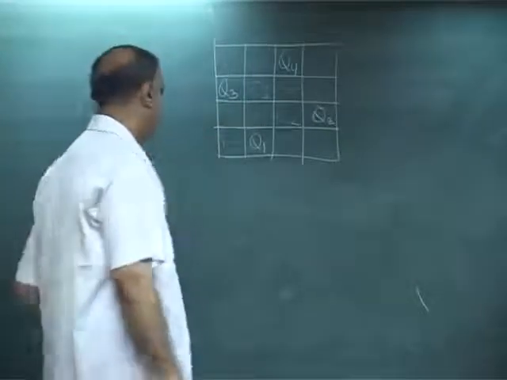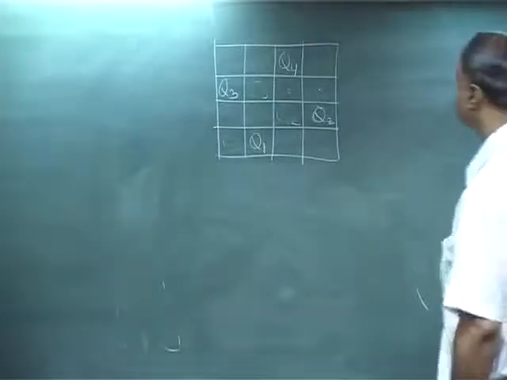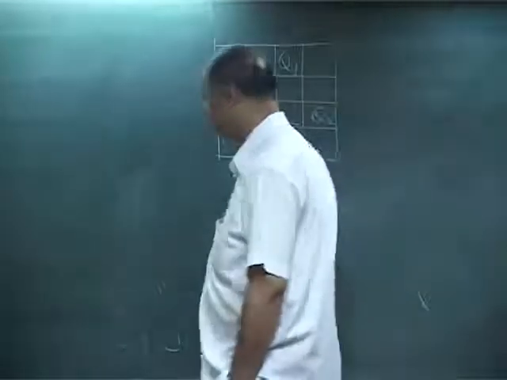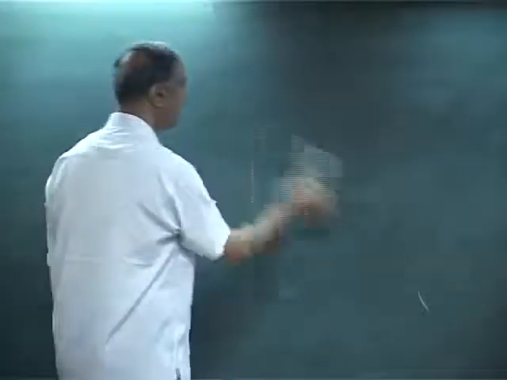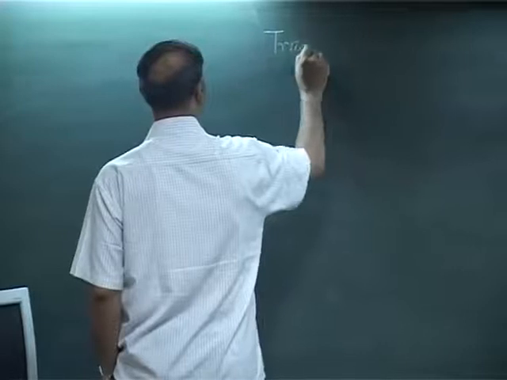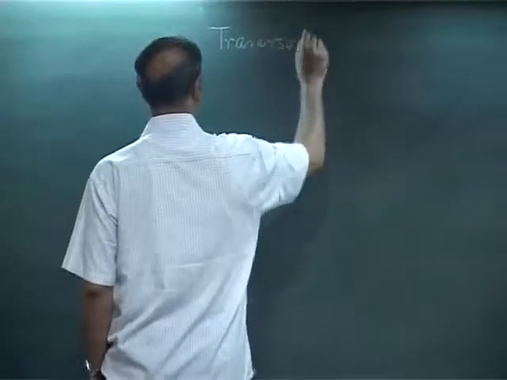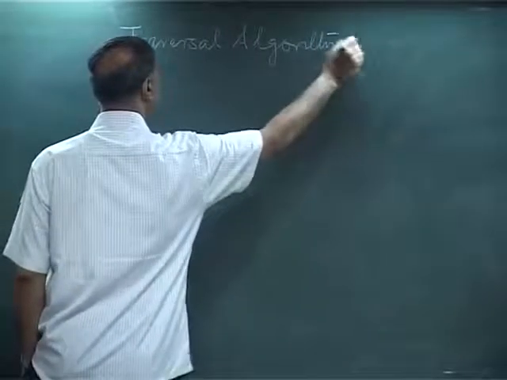Now there may be several solutions; it is not unique. You may have different ways to put these queens on the chessboard to get a solution. So this is all about backtracking. Similarly, you can solve problems using branch and bound and other techniques. Now one thing I want to discuss is the traversal algorithm. This we need to know for our future studies.